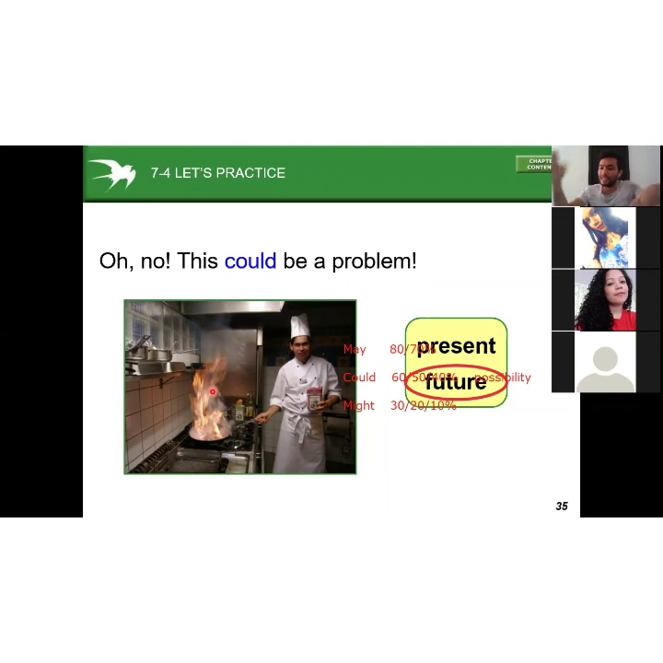But now let's change it. Let's change the person, not the chef. Imagine me in that position. I don't know how to cook very well. And if I do that, is that a future or a present possibility? Future. If I do it, because I don't know how to cook, I don't have control over fire, it's a present possibility. But he is a chef. He knows what he's doing. I see this could be a problem. But maybe it could happen only if he just doesn't pay attention to what he's doing, right? So this is a future possibility.